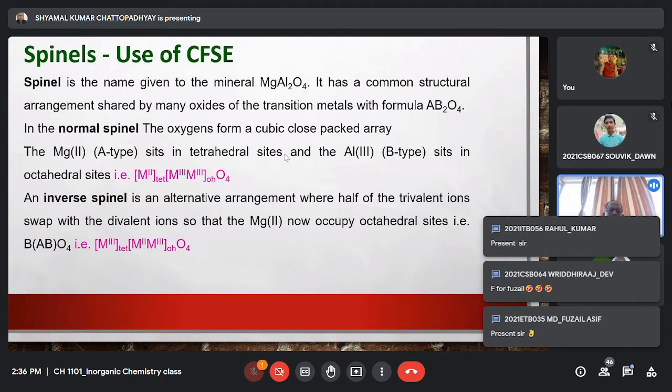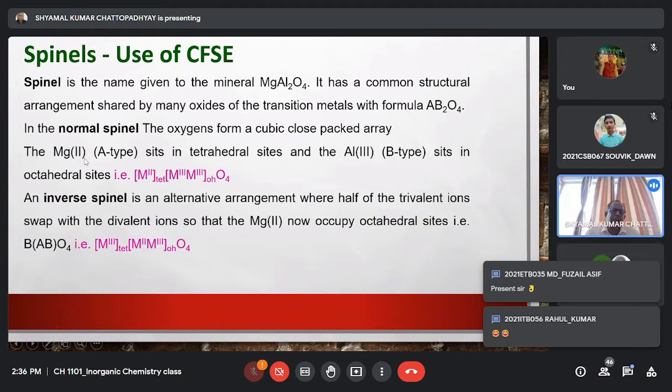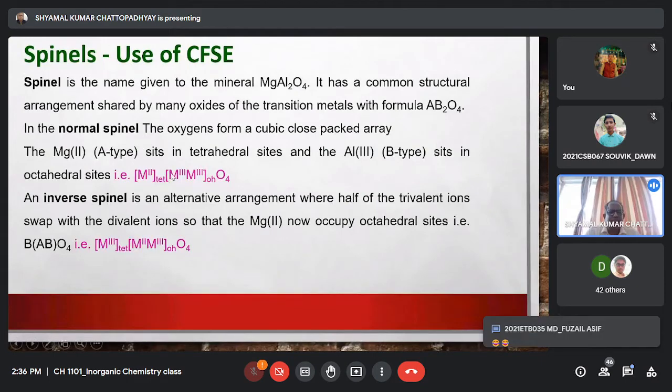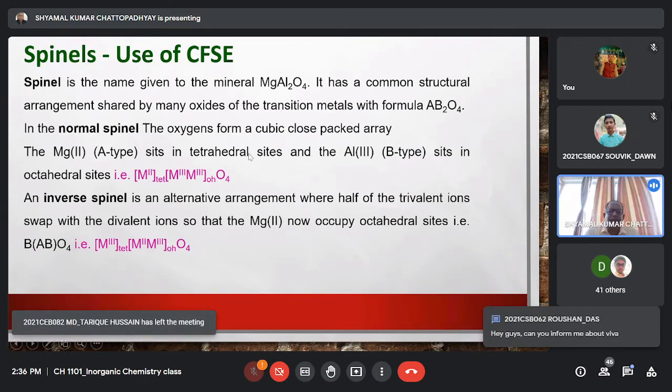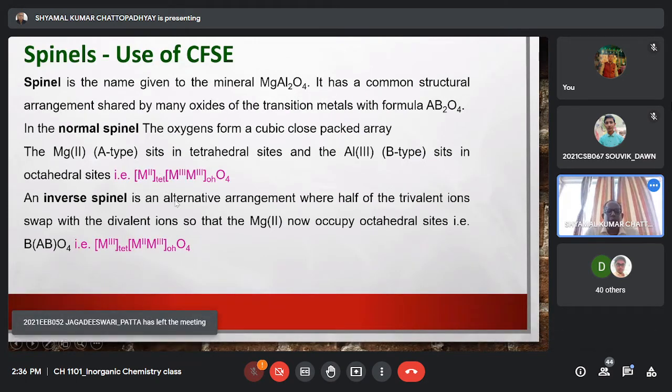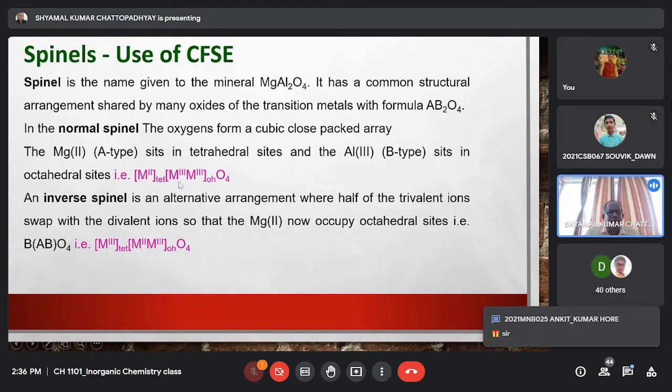So for normal spinels, we expect the divalent metal ion, which is sometimes called A, because spinels are sometimes given this type of structure, AB2O4. So the divalent metal ion is A, trivalent metal ion is B. So AB2O4. So the divalent metal ion A occupies the tetrahedral site and trivalent metal ion occupies the octahedral site. And so for spinels, we may say we have this kind of structure: divalent metal ion occupying the tetrahedral and 2 trivalent metal ions occupying the octahedral holes, and there are the oxide ions.